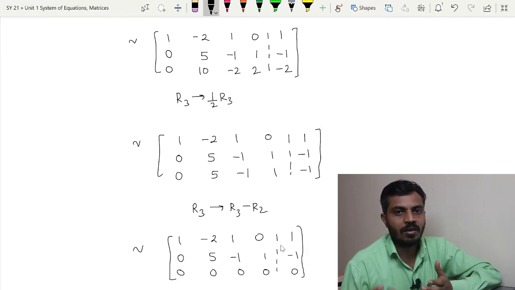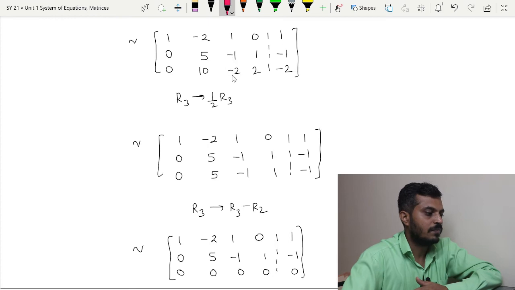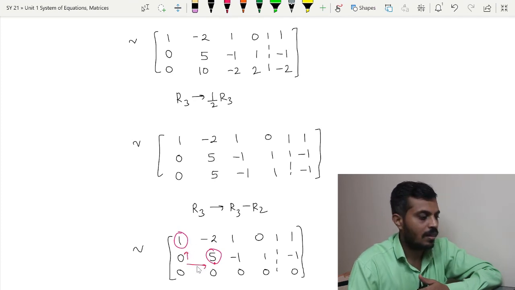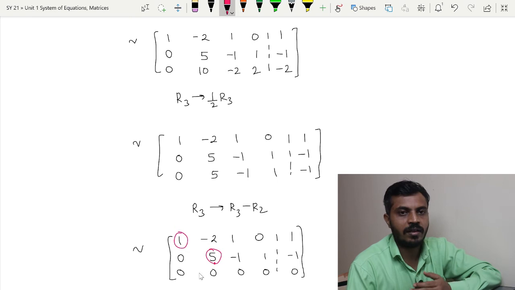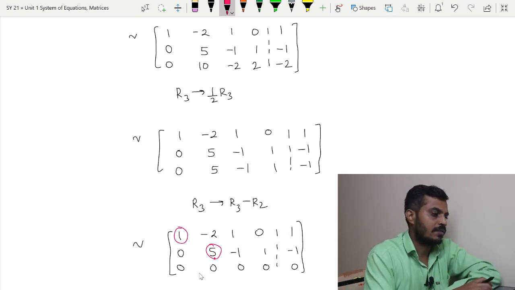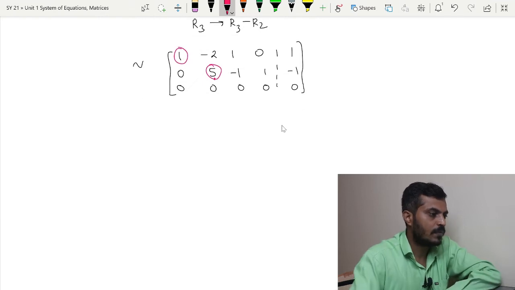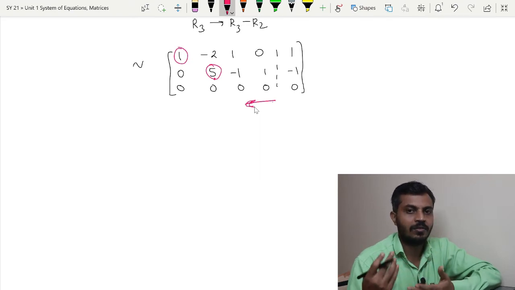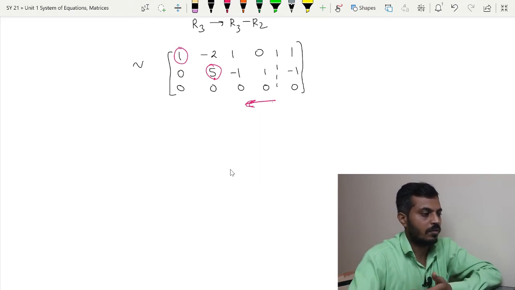Now you can see that all the 0 rows are collected at bottom. Now let us check the second condition and you can see that the leading coefficient 5 is on the right hand side of this leading coefficient 1. So both the conditions are satisfied, therefore this matrix is in echelon form. Now what about the ranks? So in order to understand the rank, just see the matrix before this line and you can see that there are only 2 non-zero rows. So therefore rank of A is 2.